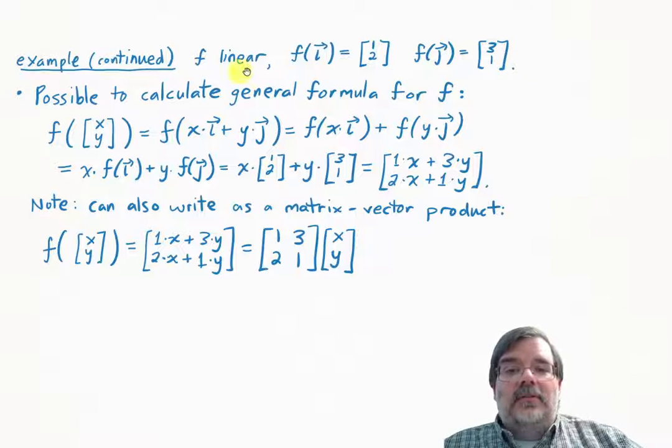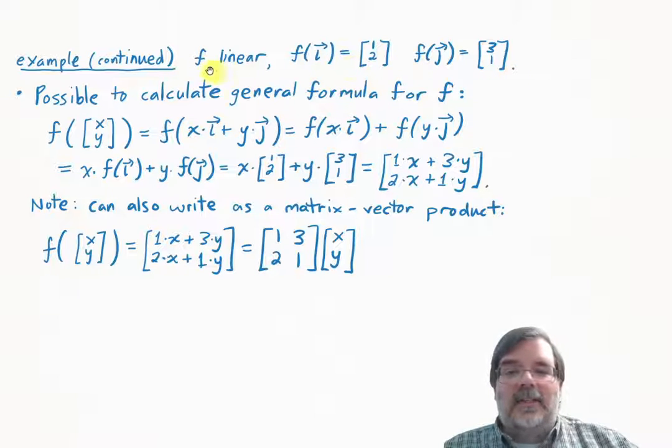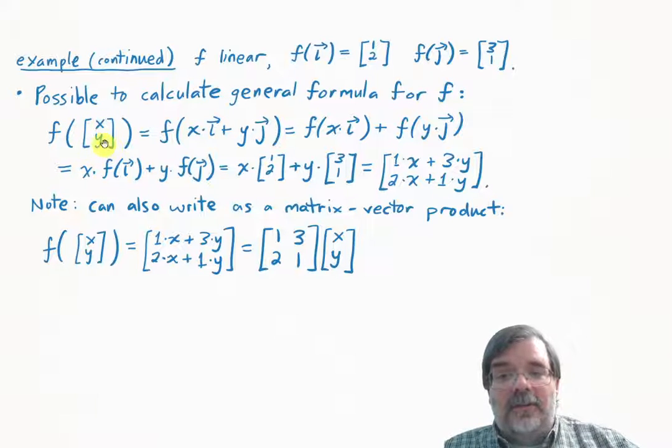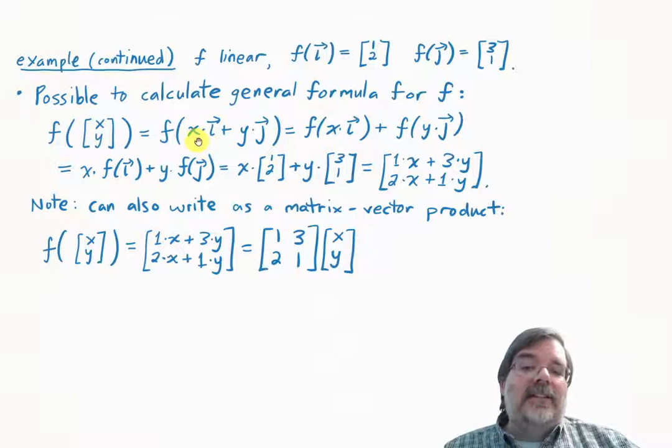Now, in general, you could even derive the formula. You could figure out what the formula is going to be based on this information. So continuing the same example, saying that f is a linear function, if we know the value of f of i and f of j, to calculate the general formula, instead of plugging certain numbers into the function, just plug a vector with variables into the function. In this case, the vector (x, y), we could write that as x times i plus y times j.